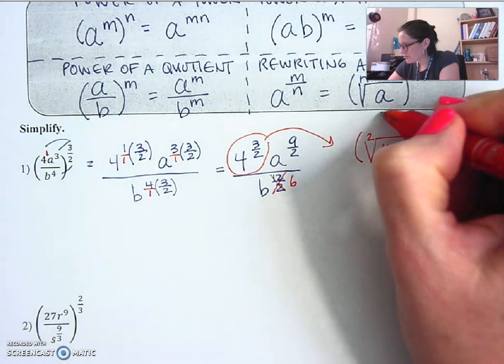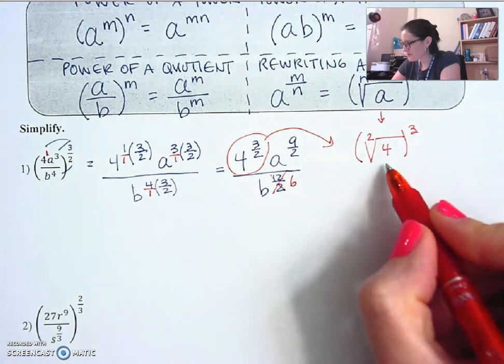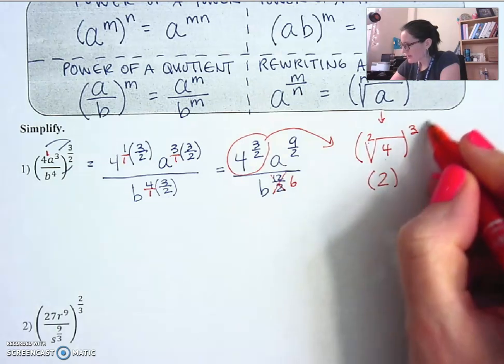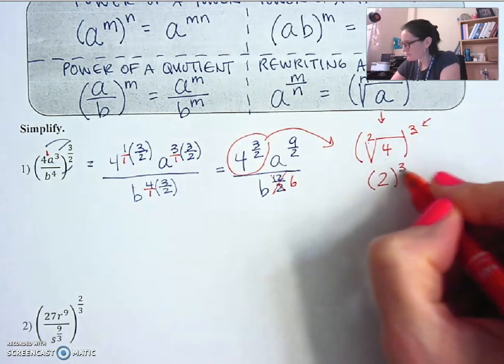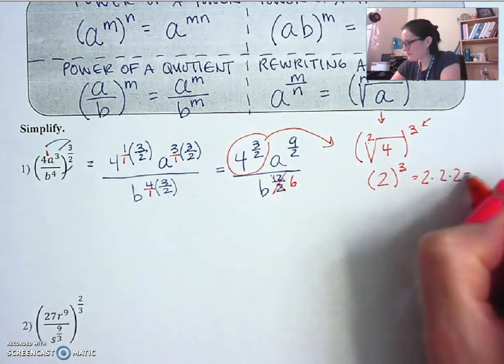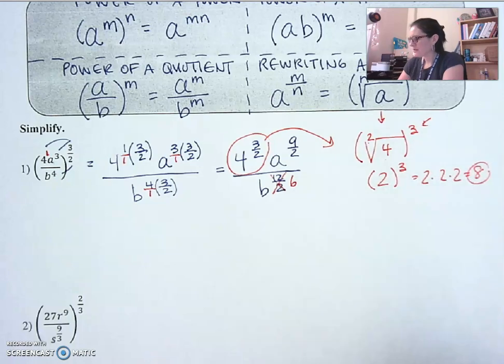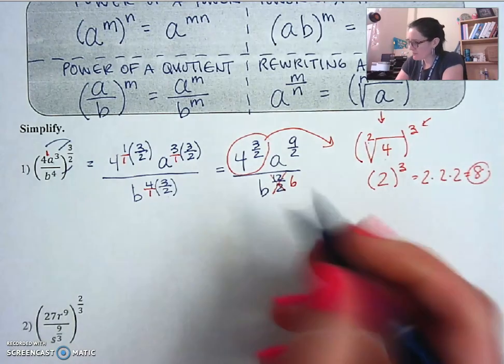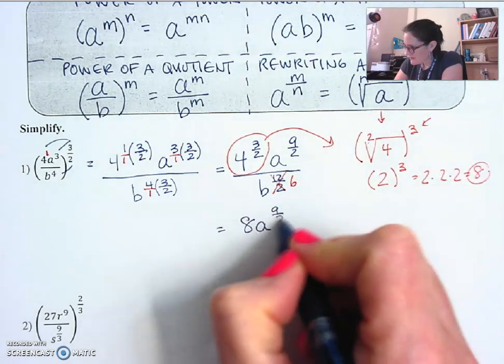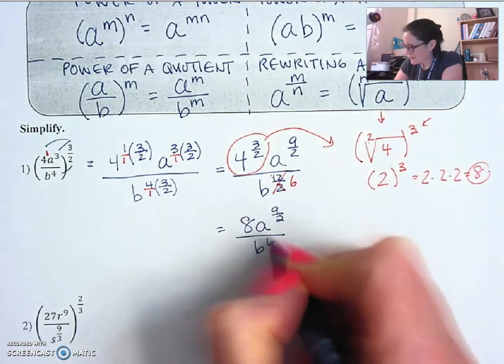We're going to do inside the parentheses first. The square root of 4 is 2, and then the power second, 2 cubed. That means 2 times 2 times 2, which is 8. So 4 to the 3 halves simplifies to 8. And then we have a to the 9 halves over b to the 6.